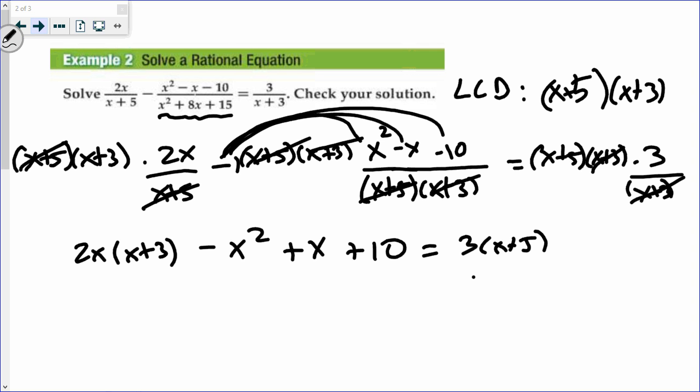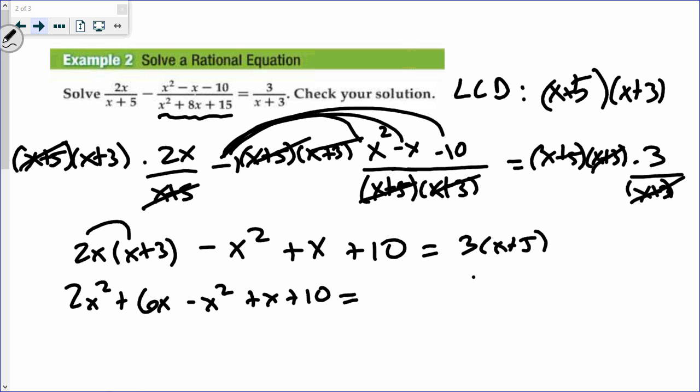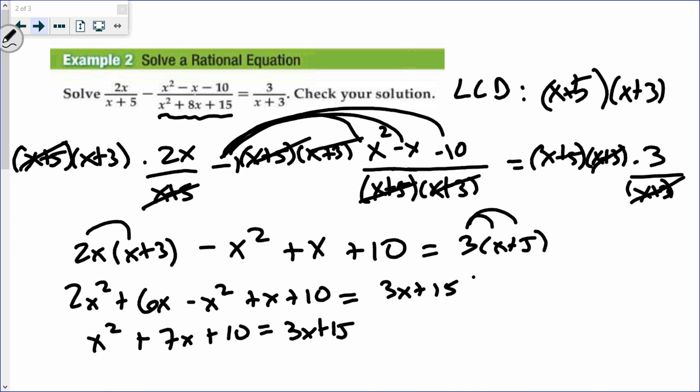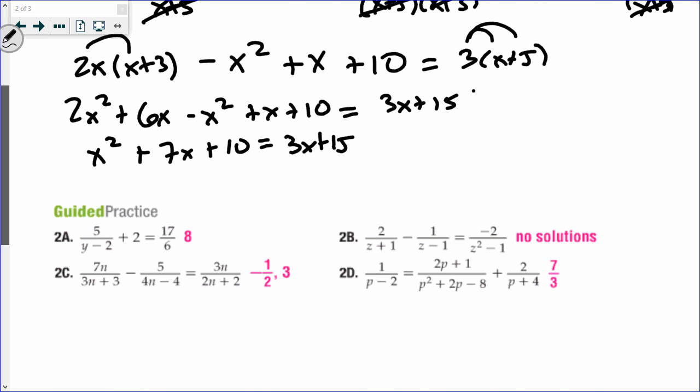Now we're going to solve this. Should we result here in a quadratic equation? We've got 2x squared plus 6x minus x squared plus x plus 10 equals 3x plus 15. And we distribute. Combining like terms, we're left with x squared plus 7x plus 10 equals 3x plus 15. Setting it equal to 0 because it's a quadratic, and that's what we need to do. So subtract 3x, subtract 15. That's going to give us x squared plus 4x minus 5 equals 0.